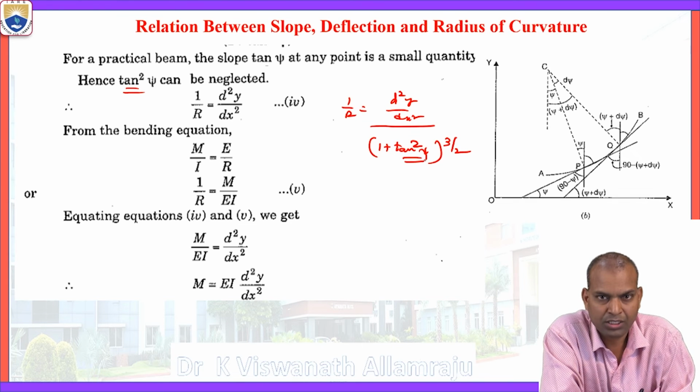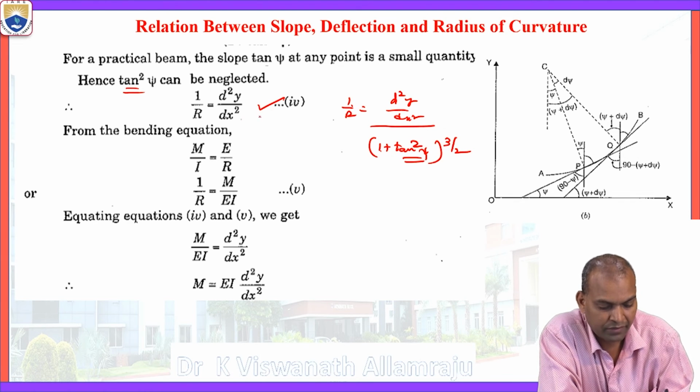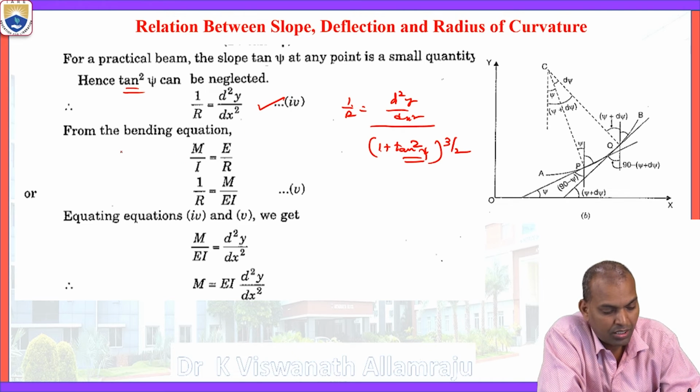Tan square psi is small, then tan square psi is neglected. Then 1 power 3 by 2 is nothing but 1. Then it becomes 1 by r equal to d square y by dx square. Now from the bending equation we know M by I equal to E by R. So 1 by R equal to M by EI.